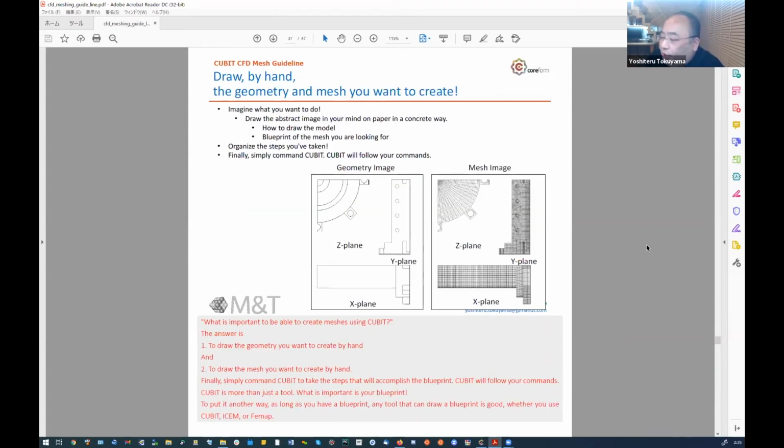Next, what is important to be able to create a mesh using Cubit? The answer is one, to draw the geometry you want to create by hand, and two, to draw the mesh you want to create by hand. Finally, simply command Cubit to take the steps that will accomplish the blueprint. Cubit will follow your command. Cubit is more than just a tool. What is important is your blueprint. To put it another way, as long as you have a blueprint, any tool that can draw a blueprint is good, whether you use Cubit, Ideas, or FEMAP.